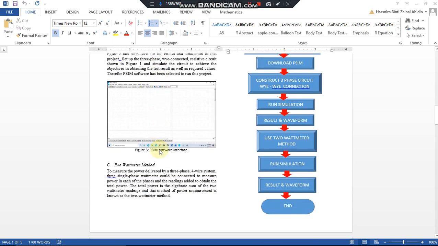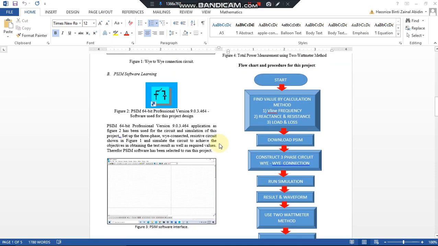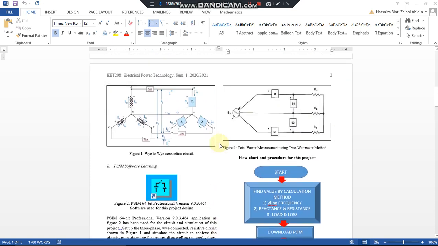And the third one is we use the 2 wattmeter method. This method is to measure the power delivered by a three-phase 4-wire system. By connecting this meter in each phase, we can get the total power by the sum of the 2 wattmeter readings. This is the connection of the 2 wattmeter method to get the total power measurement.